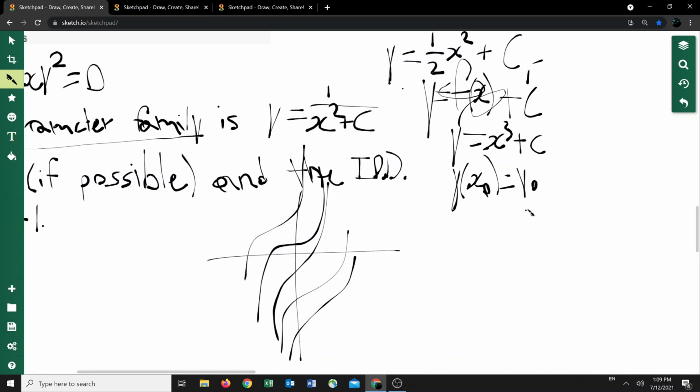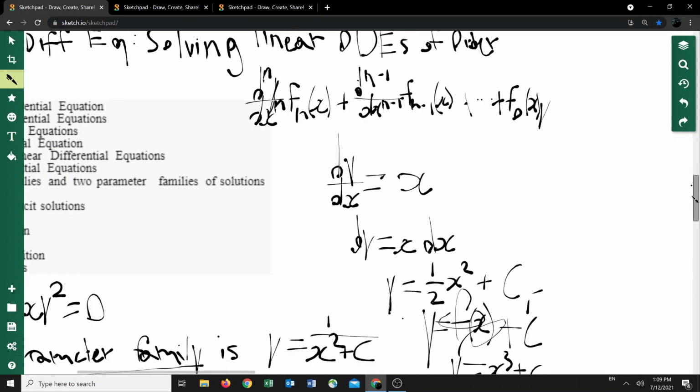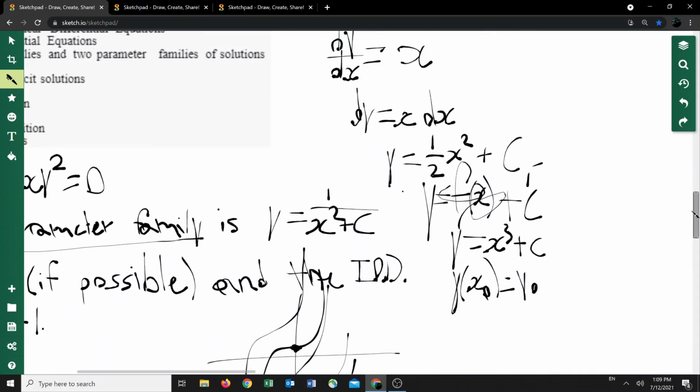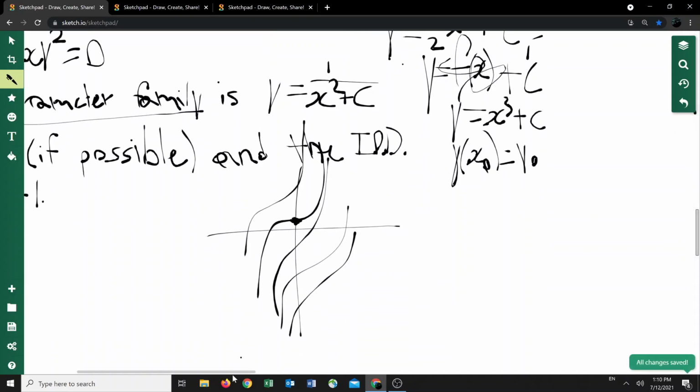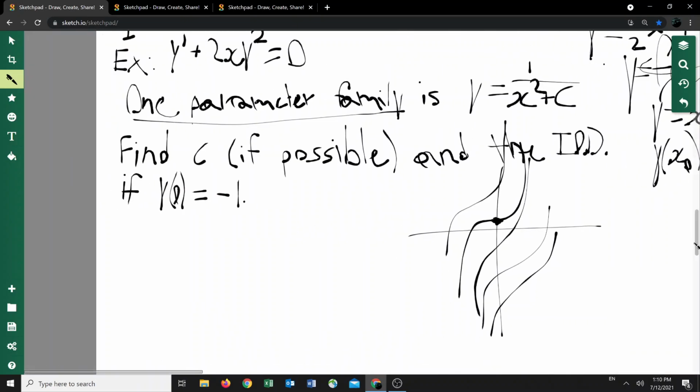So let's say this point is somewhere here. Then we single out this single curve from the rest of them. So this is the curve we choose. So this is our particular solution. And if we have a two parameter family, then we're going to need two initial conditions. So that's basically the idea. So let's continue here.